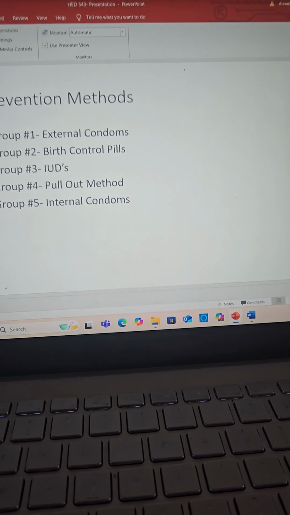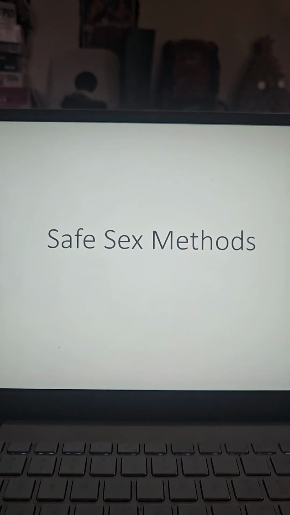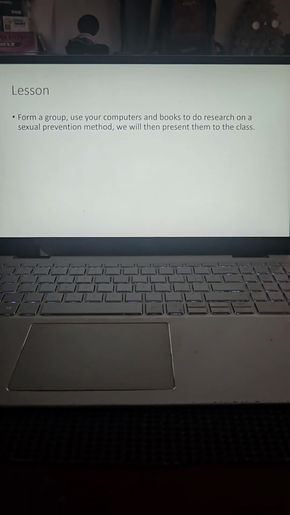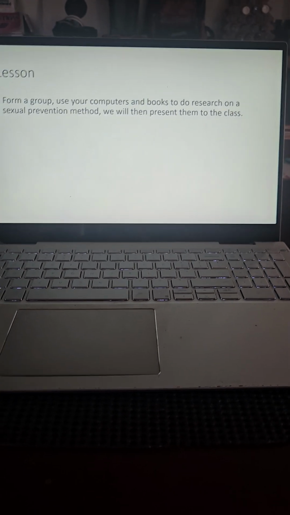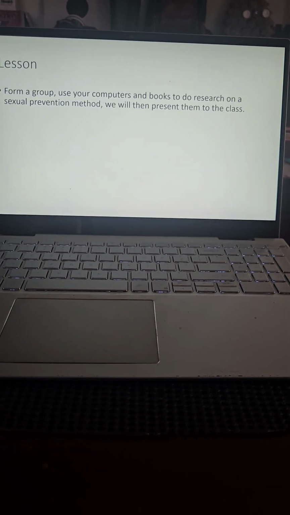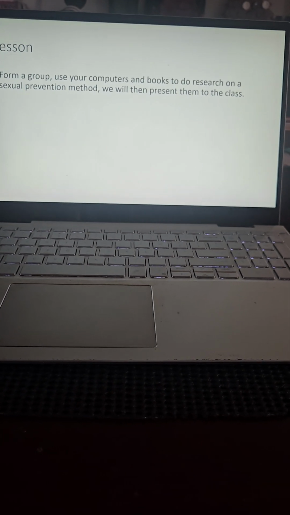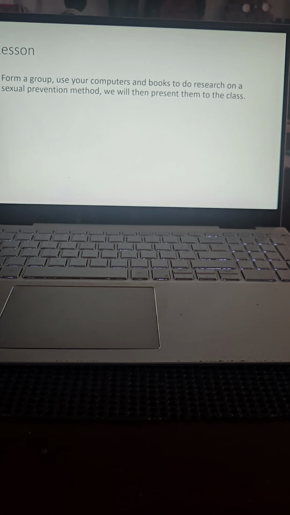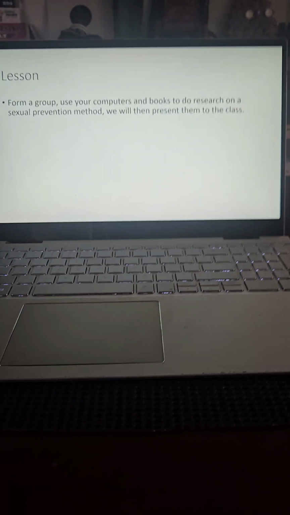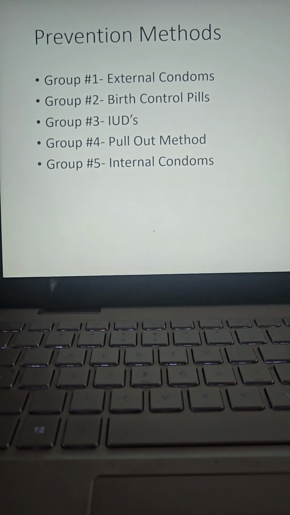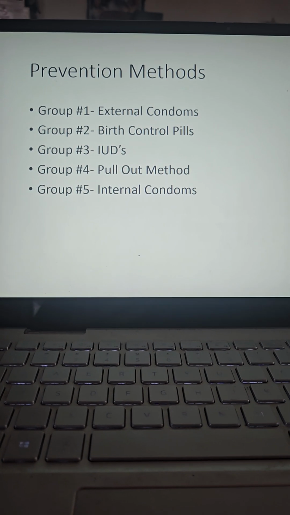So that's that. Here is my PowerPoint for the lesson plan I would have my class do. So, safe sex methods. Oh, let me zoom out. Basically, I would have my class form groups. We're going to use our computers, because no one ever looks in a book anymore, to do research on some type of sexual prevention method, like a sex safety method, and then we're going to present them to the class.